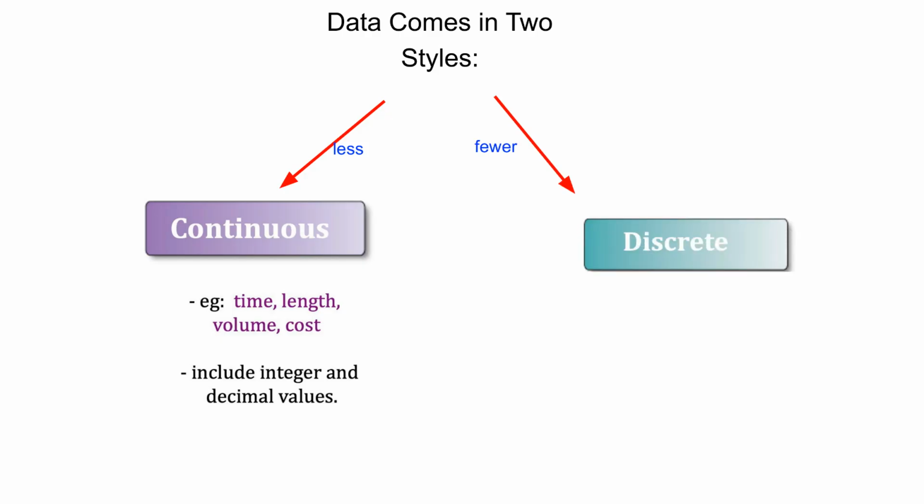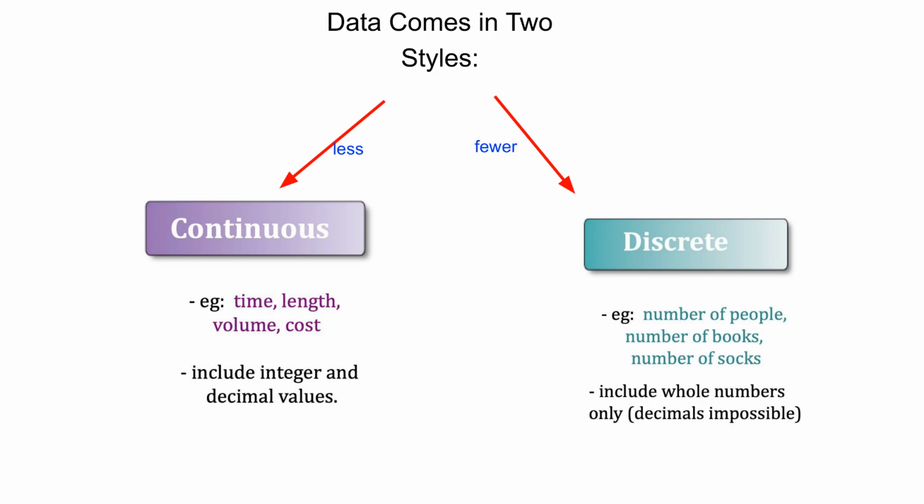When we're talking about discrete data, we're talking about fewer, and examples there are things like number of people, number of books, the number of socks, so things that you can actually count that only include whole numbers, no decimals.